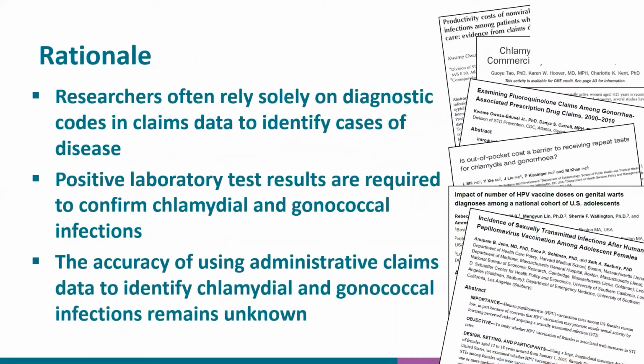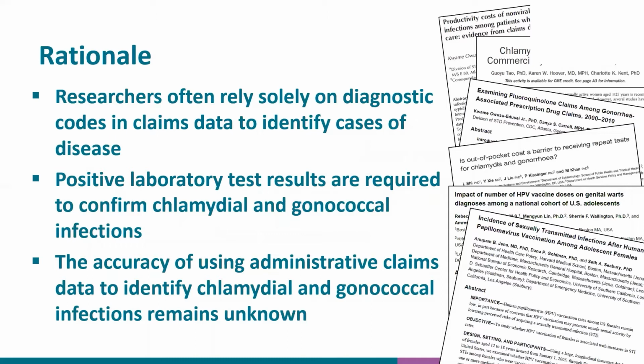Due to the widely limited availability of quality laboratory data in sources of administrative claims data, researchers often rely solely on diagnostic codes for medical claims to determine infection or disease status. And while this may not be problematic for certain diseases or conditions, such as pelvic inflammatory disease or genital warts, the case definitions for both chlamydia and gonorrhea require a positive laboratory test result to confirm infection status. The accuracy of using diagnostic codes from administrative healthcare claims data to identify confirmed chlamydial and gonococcal infections remains unknown.